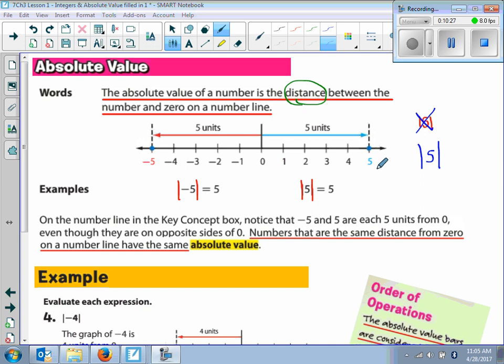Okay, now I want to give you a little extra information here. If you have two different numbers on the number line that have the same absolute value, then those two numbers are opposites. You guys remember we talked about opposites at the beginning of the school year? Here, negative 5 is the opposite of positive 5. They have the same absolute value. Negative 25 and positive 25 have the same absolute value. Those two numbers are opposites. Is everybody clear?